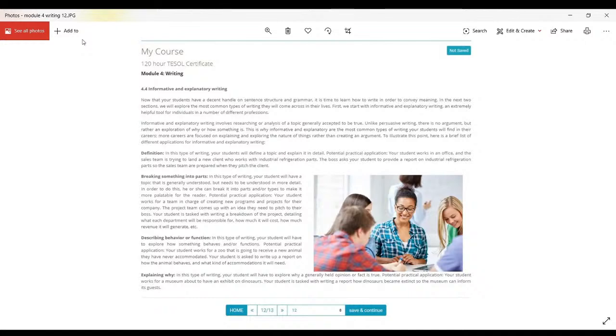4.4, writing. Pasensya na sa background ha, gising na yung mga Junakis kuya. Informative and explanatory writing. Okay, so next, definition. In this type of writing, your students will define a topic and explain it in detail.